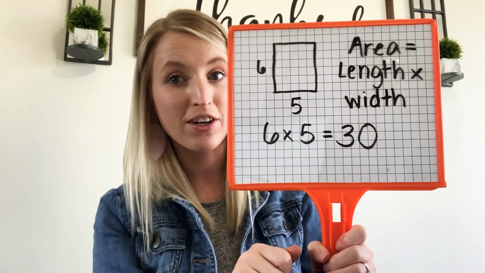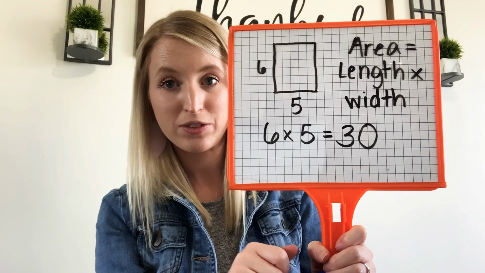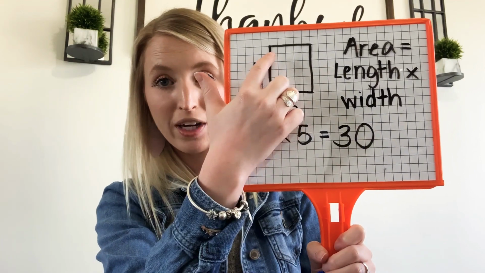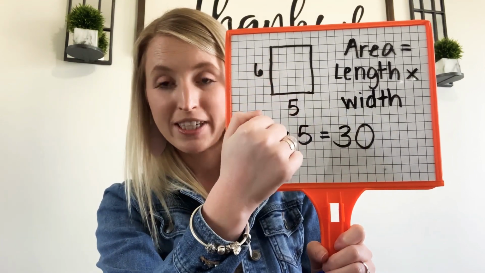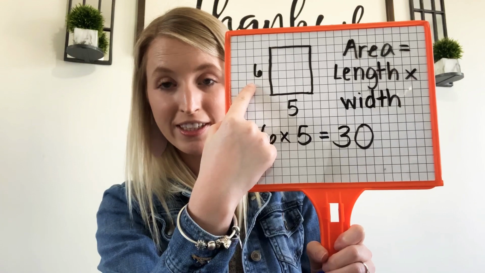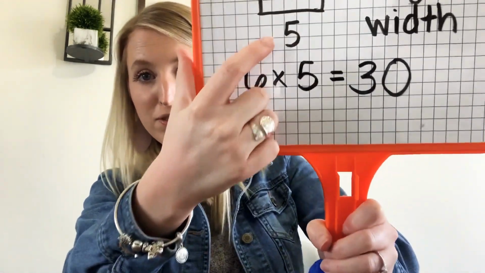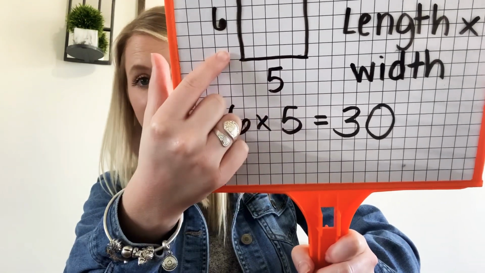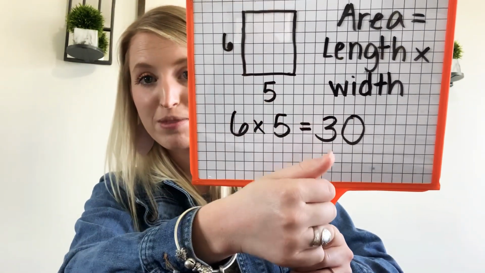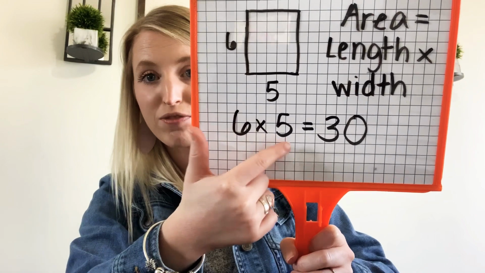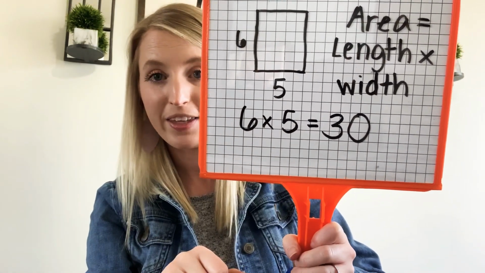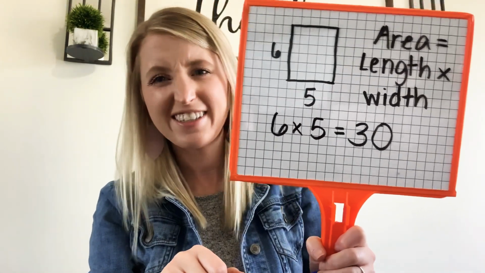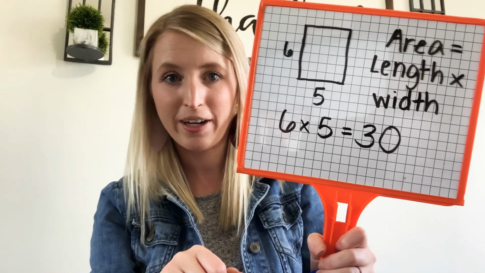We can also multiply. So we can look at the number of squares that are going up and down. We can count that there's 6. Then we can look at the number of squares that are going across. And we can count that there's 5. Then if we multiply the length times the width, 6 times 5 is 30, okay? So that's just the easier way to find area, right?